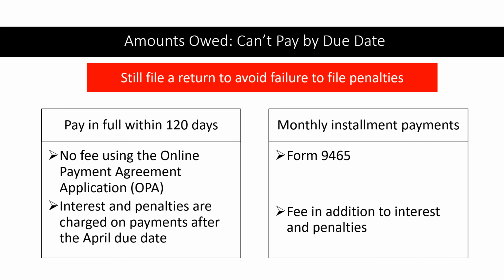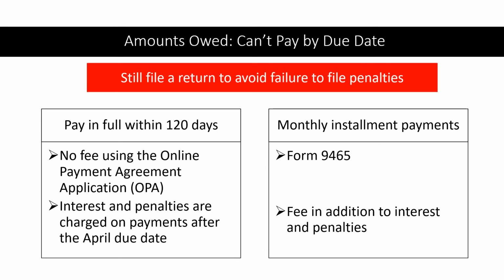Once they've filed the return, they have a couple of options. They can choose to pay in full within 120 days, and there's no fee to apply to do that using the online payment agreement application. We do need to emphasize, though, with our taxpayers that they still are going to have interest and penalties charged on those payments after the April due date. So even though they're making that agreement, there's still going to be the interest and penalties.